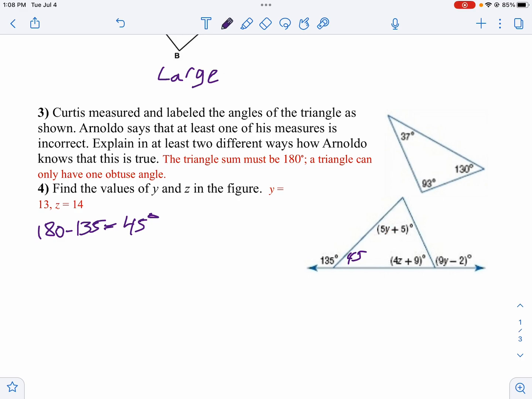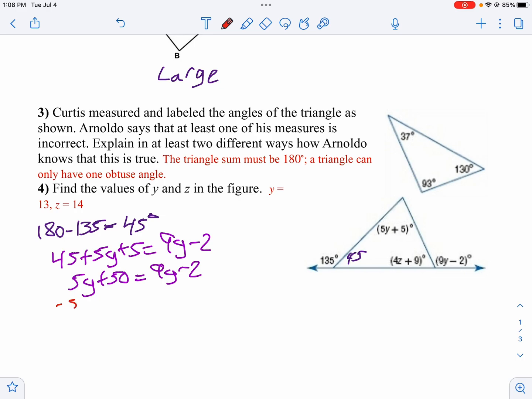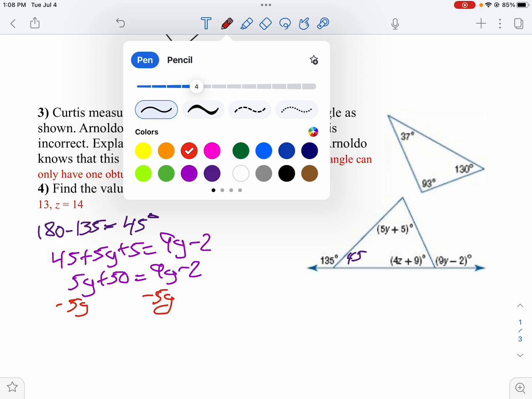So let's do that. I'm going to say 45 plus 5y plus 5, that's going to equal 9y minus 2. I can use that to solve for y. So let's simplify. I'm going to get 5y plus 50 equals 9y minus 2. I always like to keep my variables positive if I can, so I'm going to subtract 5y from both sides. At the same time, let's add 2 to both sides.